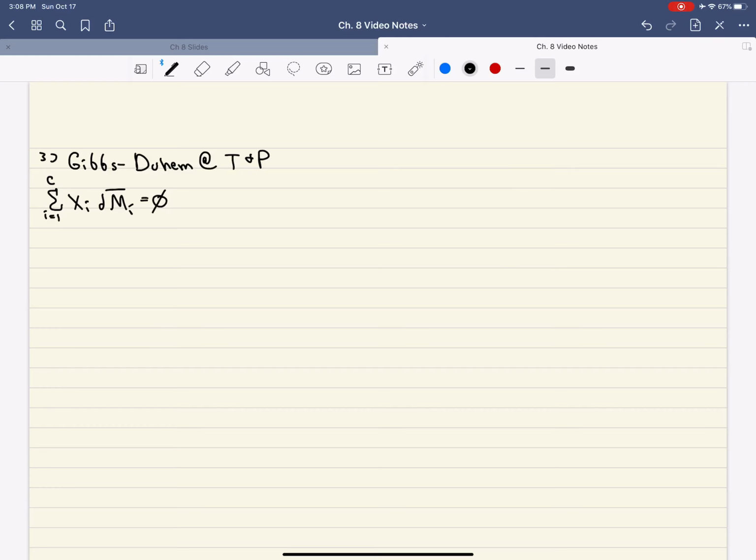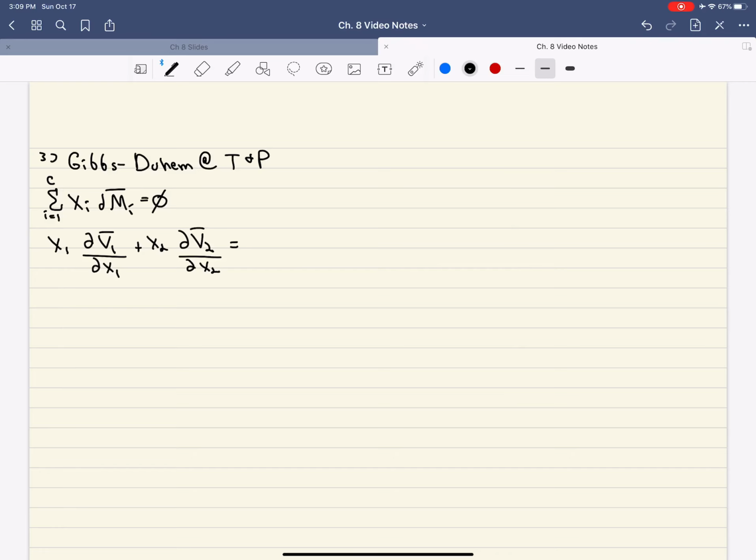From Gibbs-Duhem, here it's just like a total derivative, but essentially if we divide it by some variable like x1 or xi, the Gibbs-Duhem should still apply. So what we're going to do here is we're going to have x1 times the partial derivative of v1 bar dx1 plus x2 dv2 bar over dx2.